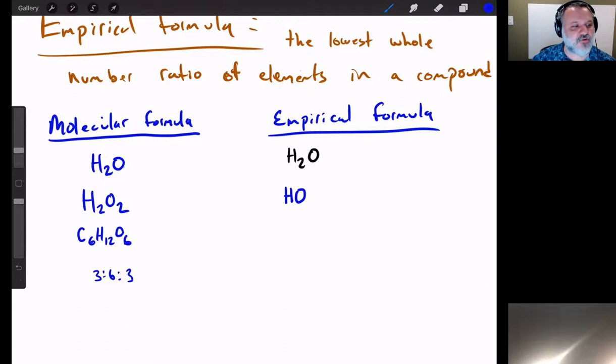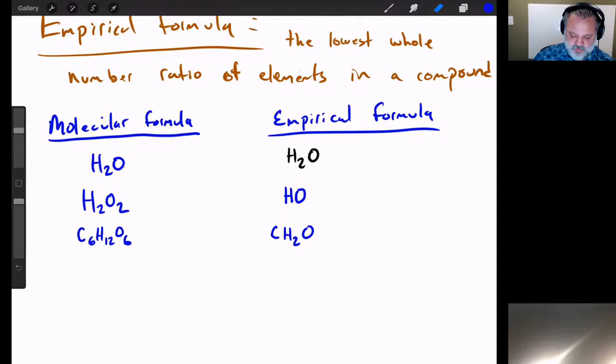Is that the lowest whole number ratio? I think some of you are telling me already the answer to that. No, it's not, is it? In fact, I can divide this again by 3 to get 1 to 2 to 1. So the lowest whole number ratio of atoms is 1 to 2 to 1. CH2O. It's the empirical formula. Yeah, divided by 6 in this case.